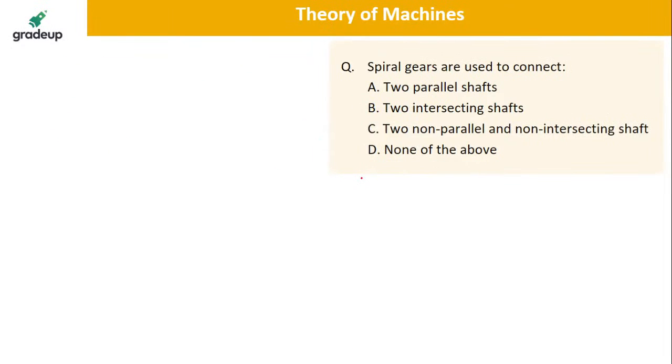Correct. Spiral gears are used to connect which of the shafts? Always remember, spiral gears are used to connect two non-parallel and non-intersecting shafts. Very good. Giriraj, Satendra, Kuldeep, Mani, absolutely correct. Balaji, correct answer. Very good. Arti, Nihal, Aju, correct answer. The option is C. Next question.